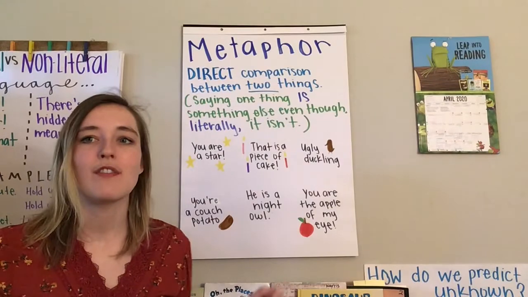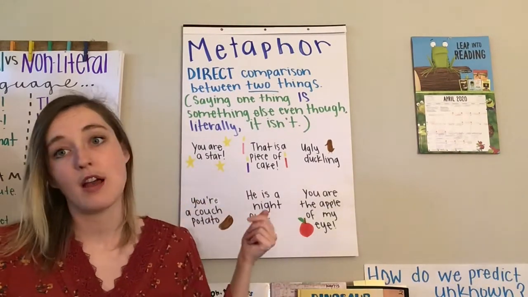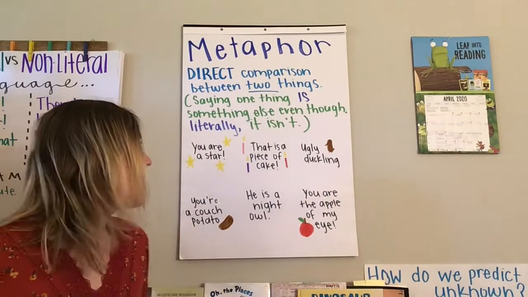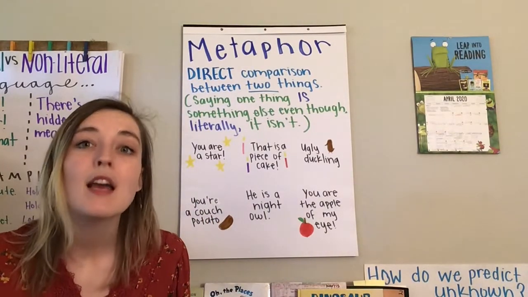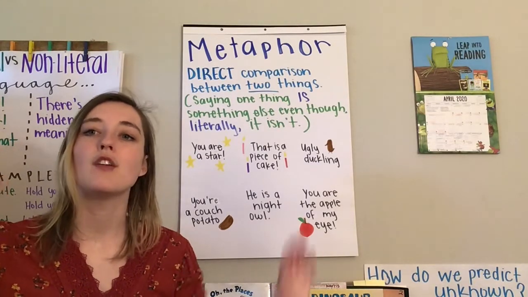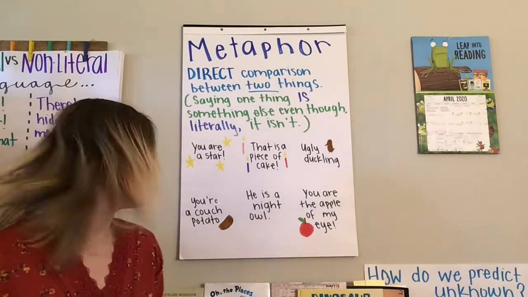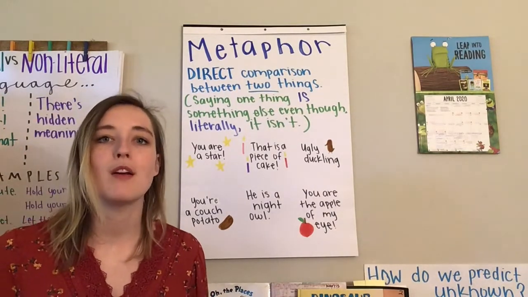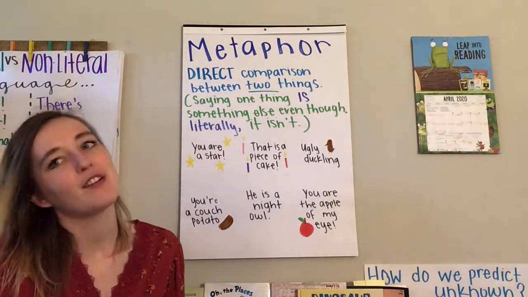Some examples that we've seen or heard over the years: you are a star. So you're not actually a star that's in the sky, but I'm saying you're a star. A piece of cake is something that we say a lot, saying something's really easy, but we're comparing something to a piece of cake. So you're taking two things, connecting them together to make them similar. Ugly duckling is also a metaphor because we are comparing something being ugly to a duckling for some reason. I don't know why.